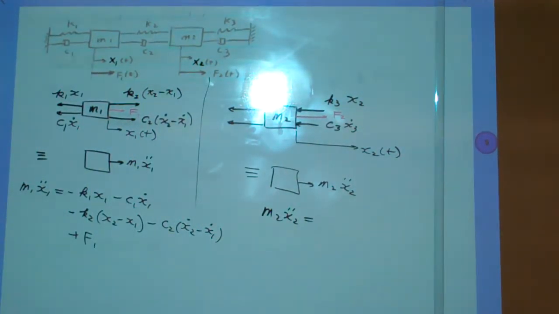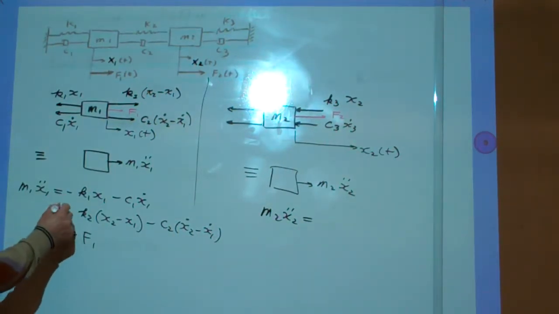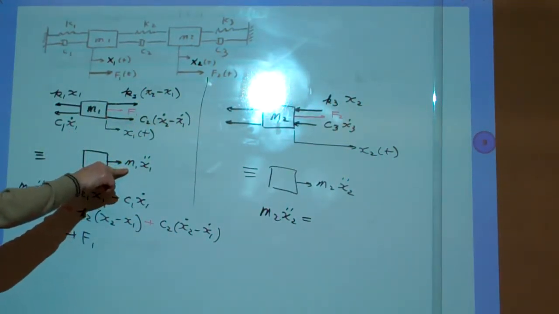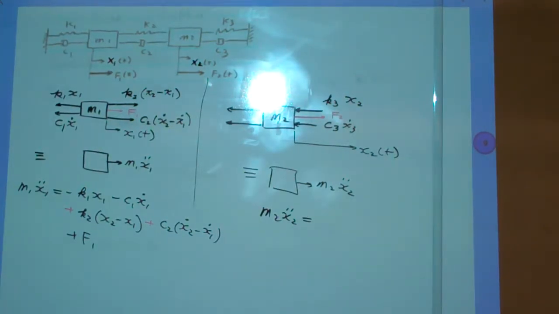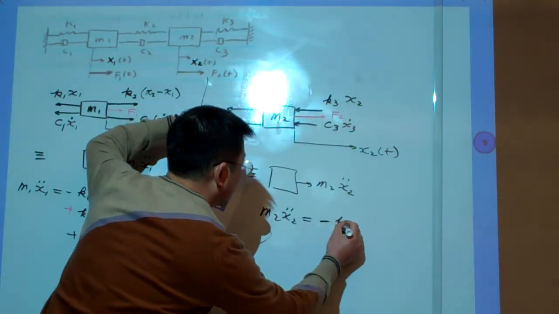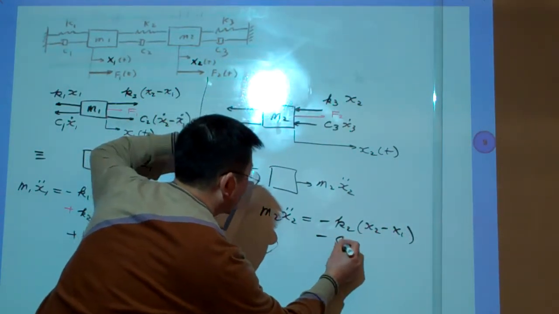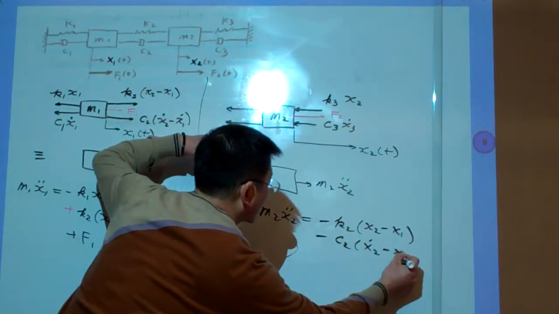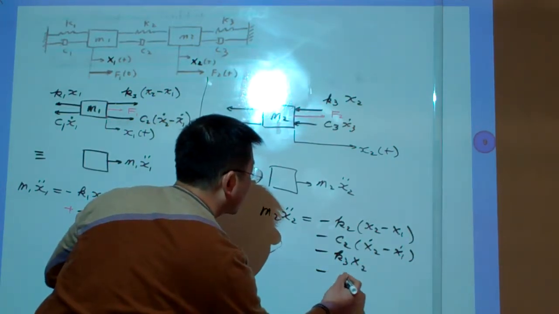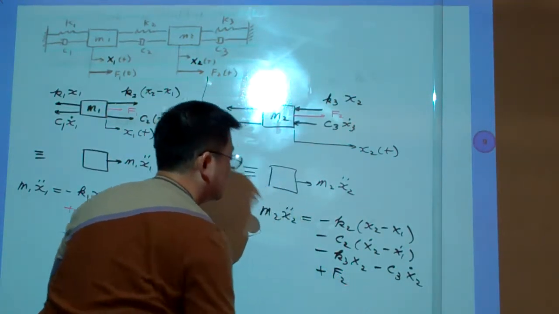I made a mistake here. Any mistake? I think the sign, right? Because the 2 forces are in the same direction of the inertial motions. Okay, so now for this one, starting from here, it is plus K2 times x2 minus x1, and plus C2 times x2 dot minus x1 dot, and this one minus K3 x2, and minus C3 x2 dot, and plus F2.